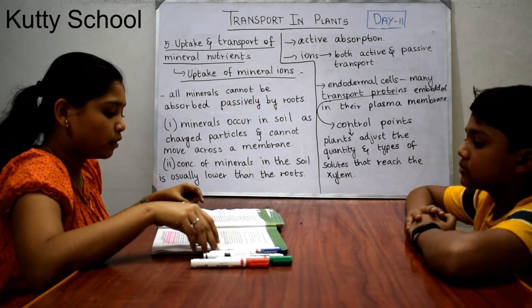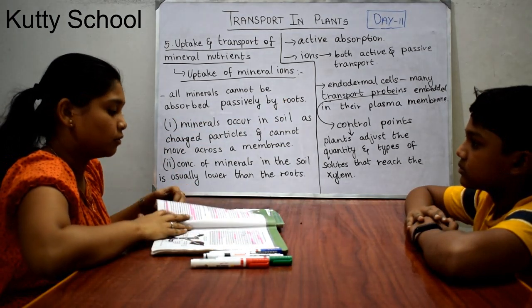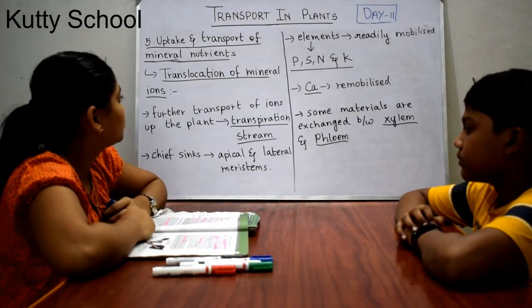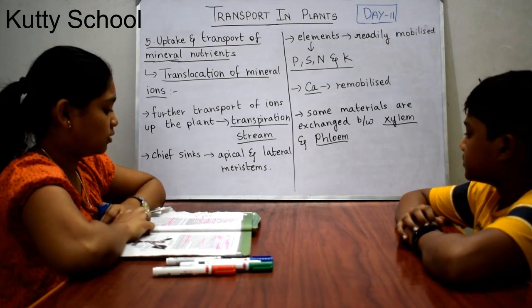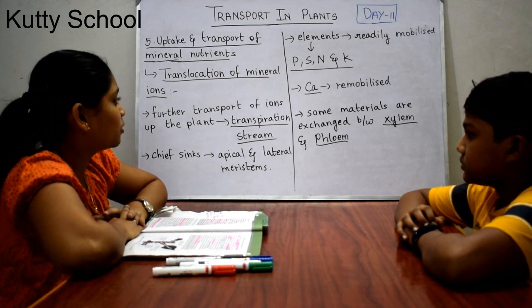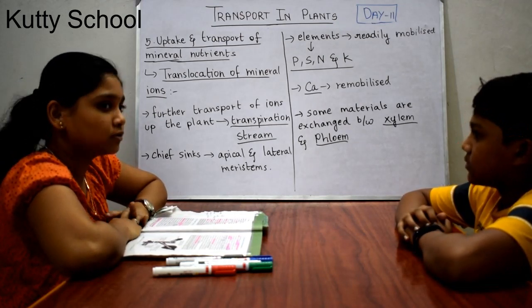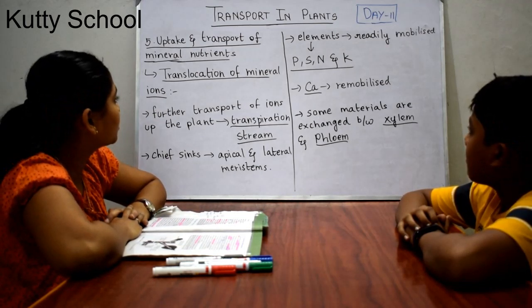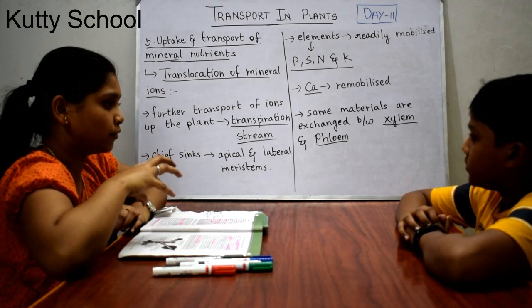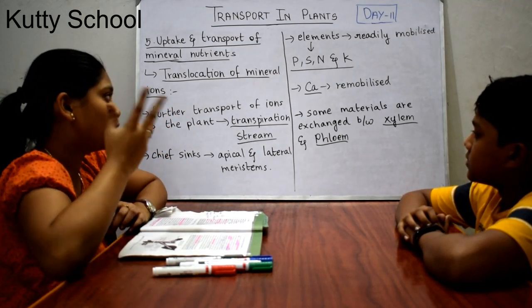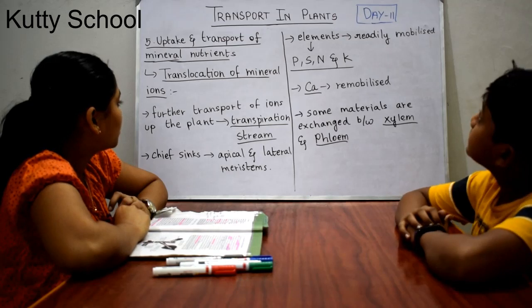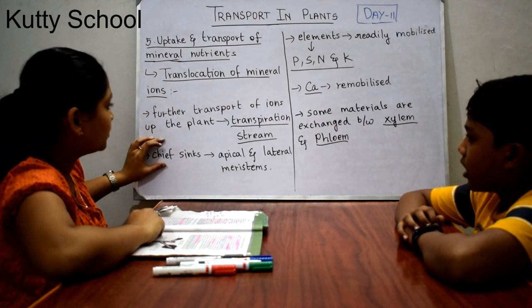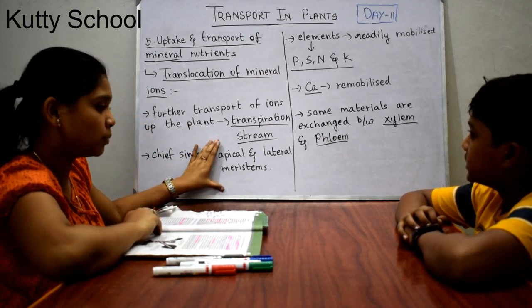So now we will go to the next subtopic, which is translocation of mineral ions. Now we are going to see how the translocation of mineral ions is done from the lower parts of the stem or root to the upper parts of the stem. We saw that mineral ions are translocated from the root hairs to the middle of the root. Now we are going to see from the root to the upper parts of the stem. Further transport of ions up the plant is by the transpiration stream.